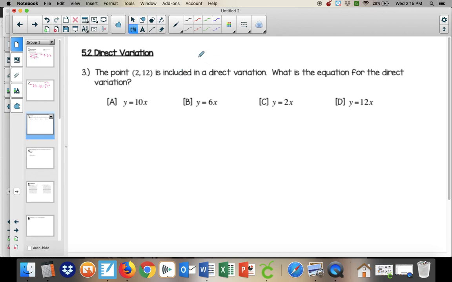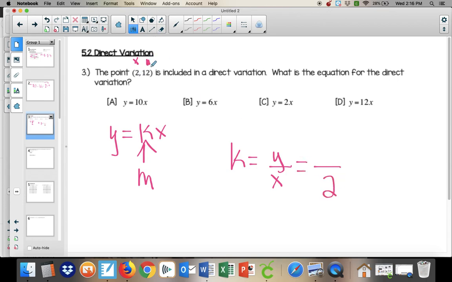Direct variation. Remember that direct variation is in the form y equals kx. So when it says what is the equation in direct variation, you are looking for filling in this as your constant, which is the same as slope. With this, your constant k is the value of y divided by x. So if my x is 2 and my y is 12, I divide that out. 12 divided by 2 is 6. So I'm replacing k with 6, so y equals 6x is my direct variation equation.